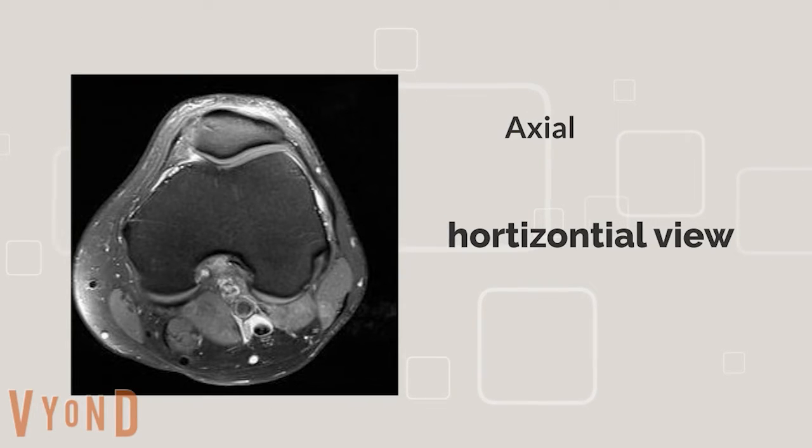And lastly, we have an axial view. This is going to be a horizontal view, typically taken on a plane or an axle. And this is not common to see in x-rays, but more typical in MRIs and CTs.